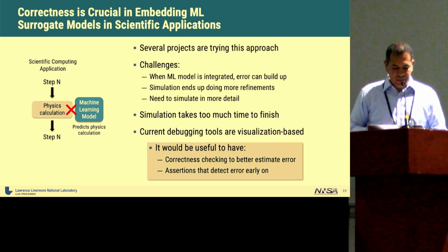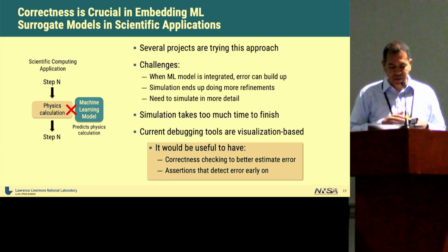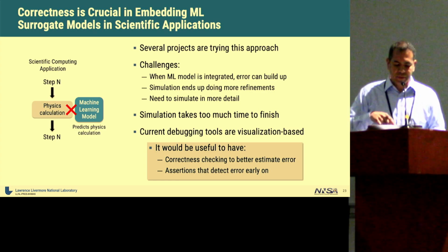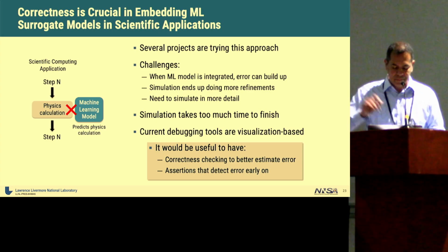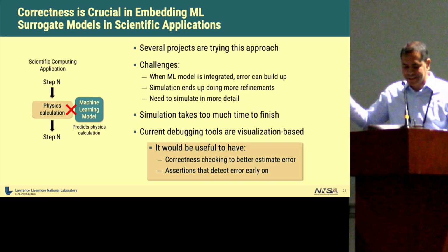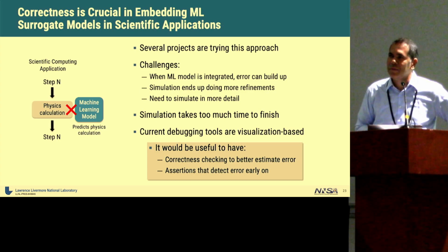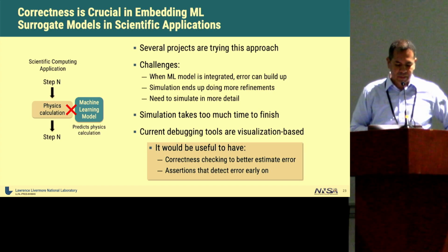One of the challenges is that when they integrate the machine learning model into the code, the error can build up quickly. And then the simulation ends up doing more refinements because it needs to simulate in more detail for that particular part of the code. And then the simulation takes too much time, and that defeats the purpose, right? Because we want to add the surrogate model to actually accelerate the application. And I have to say that the tools that they use to debug these correctness problems are manual, right? They have to use visualization-based tools and things like that.